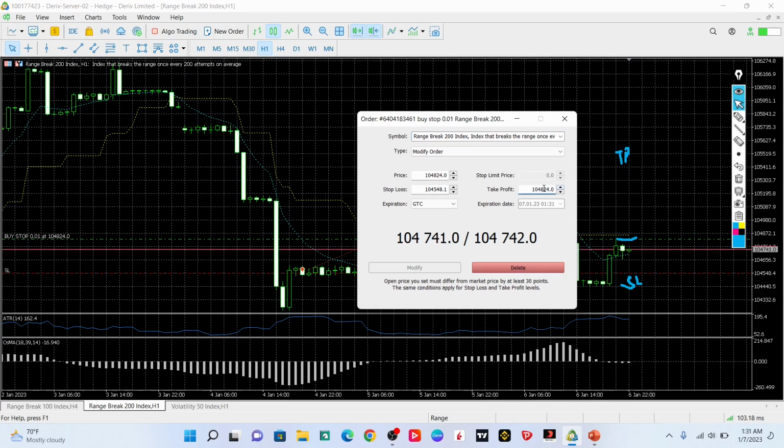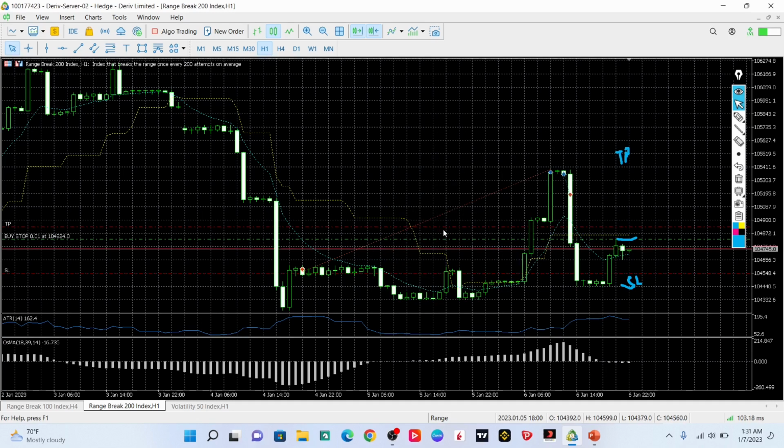This is 2, right, modify and then modify it again. This is where our take profit is going to be, around here. Okay, so we are risking here.